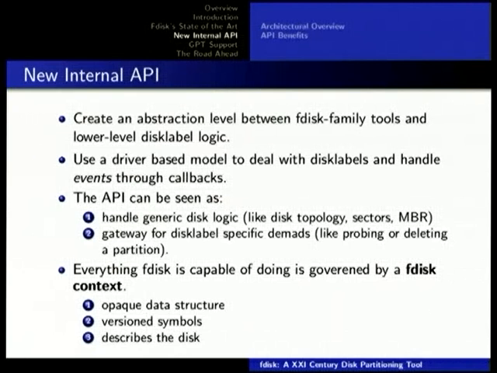We have a central data structure that's our fdisk context, which is an opaque structure. We plan on adding version symbols to allow better flexibility. And perhaps the most important thing to explain is that it describes the disk. So through this structure, we can access everything from the disk, and internally we can access all the disk's operations through the disk labels.